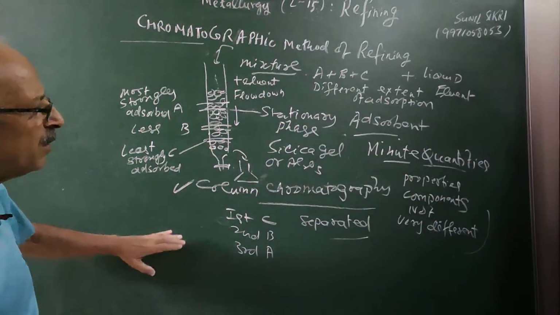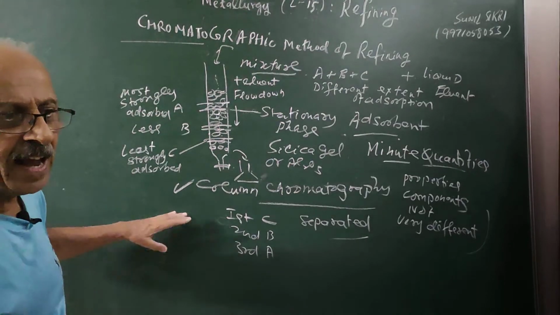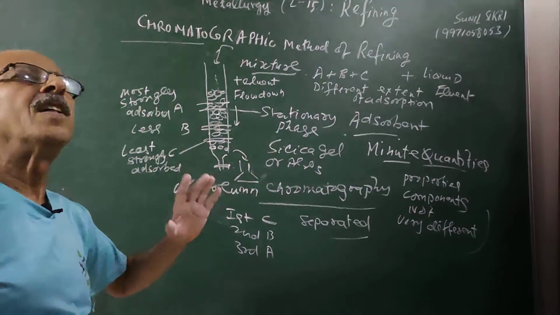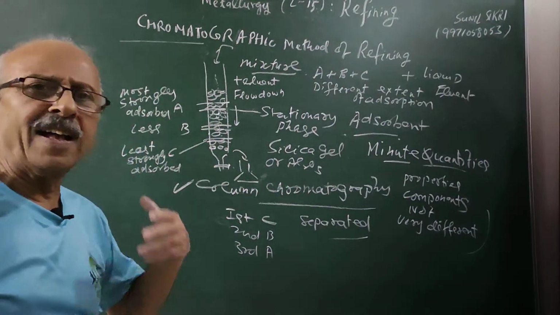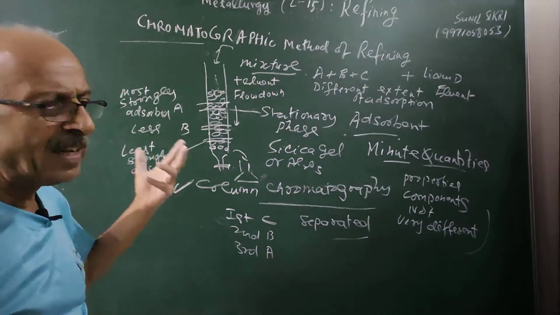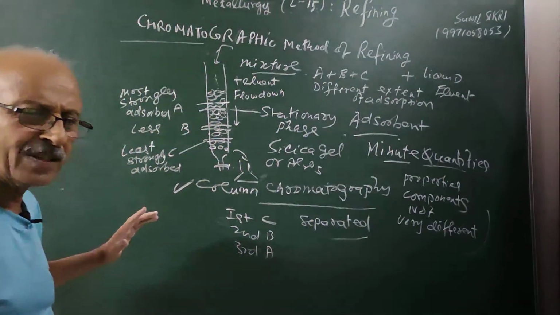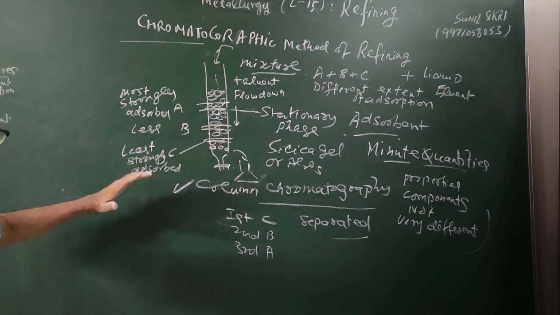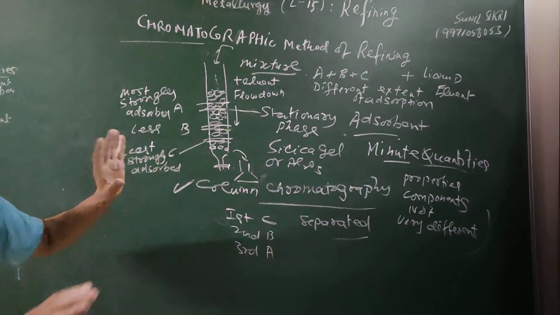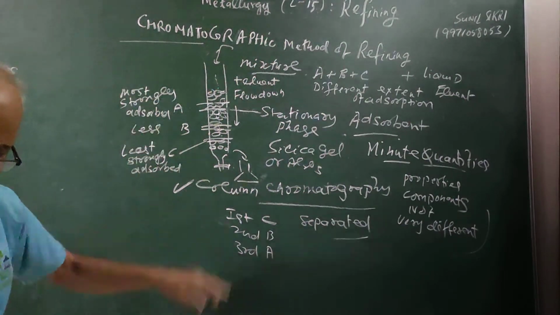Okay students, this was column chromatography, and with this we end the refining of metals. In our next class we will begin a new chapter, the p-block elements, and this ends one part of inorganic chemistry which we have been discussing, metals extraction and their refining. Okay students.